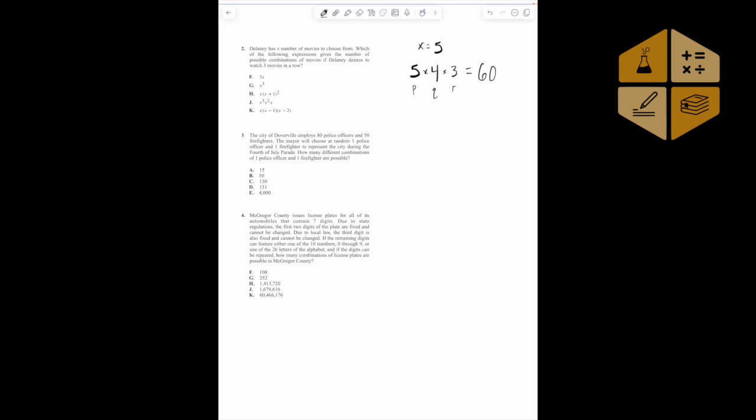Okay, well again, the question doesn't give us the number 5, it gives us an X. And there would be 2 different ways to solve this problem. Now, one way would be to take X equals 5 and plug it into these 5 answer choice options and see which one gives us the number 60 as the right answer.